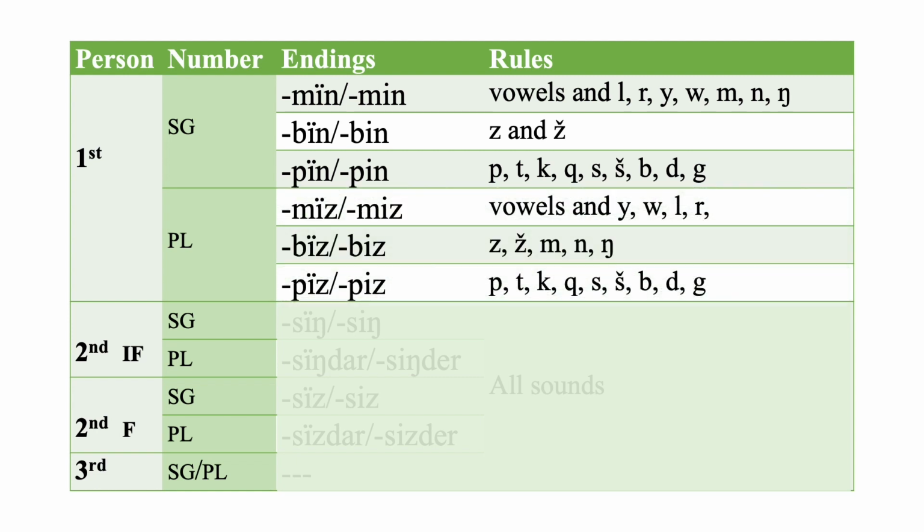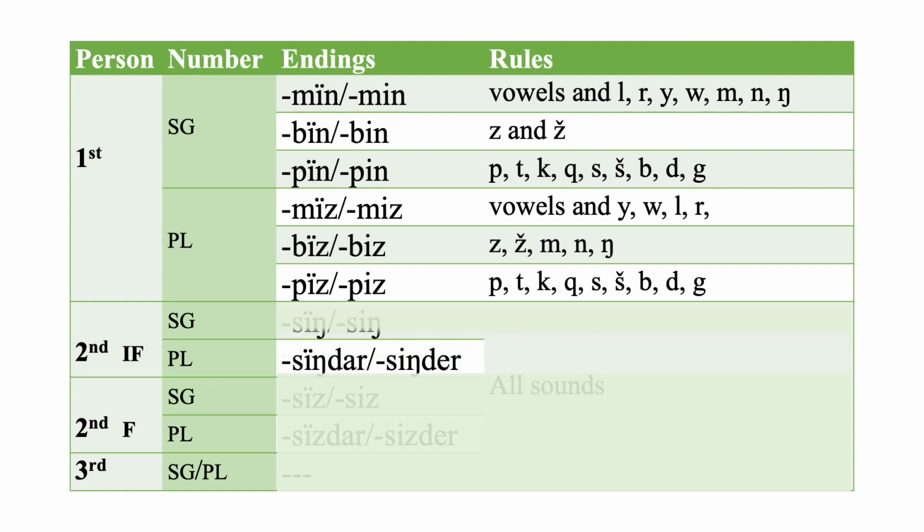The plural forms acquire endings like muz, miz, buz, biz, and puz, piz. After vowels, semiconsonants, i, u, and l, r, you use muz or miz. If the stem ended in z, j, m, n, ng, it should be buz or biz. And after voiceless consonants, it is puz or piz.